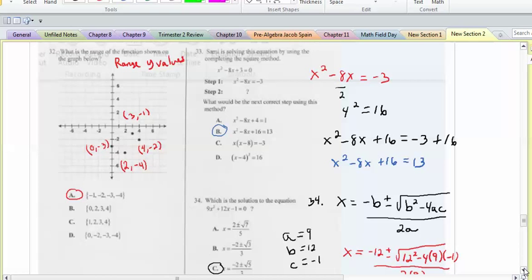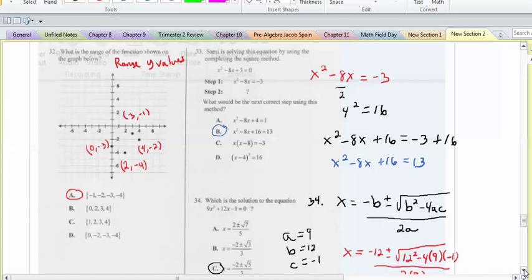Sammy is solving the equation by using completing the square. What would be the next correct step using the method? So she put it so that the A and B were on one side, the C was on the other. She needed to divide the middle term by 2, which is what I did here, and then she squared it. So 2 will go into 8 4 times. 4 times 4 is 16. She added 16 to both sides, and she ended up with x squared minus 8x plus 16 is equal to 13, and that's why it's B.